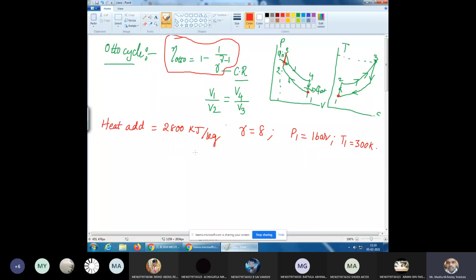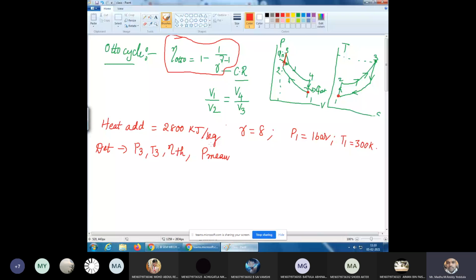Calculate the maximum pressure and temperature in the cycle. Maximum pressure, as we know, is P3, maximum temperature is T3. Then thermal efficiency, then mean effective pressure. Okay, these four values are required.